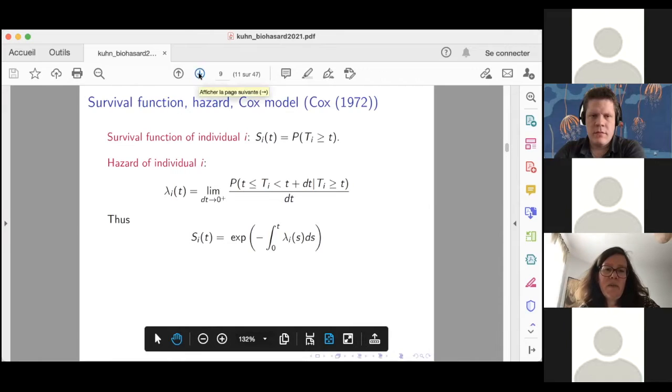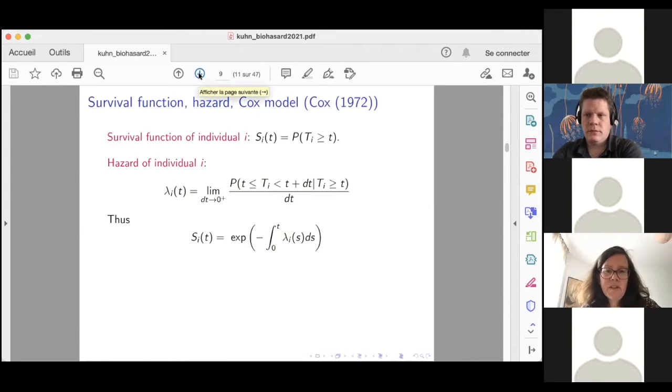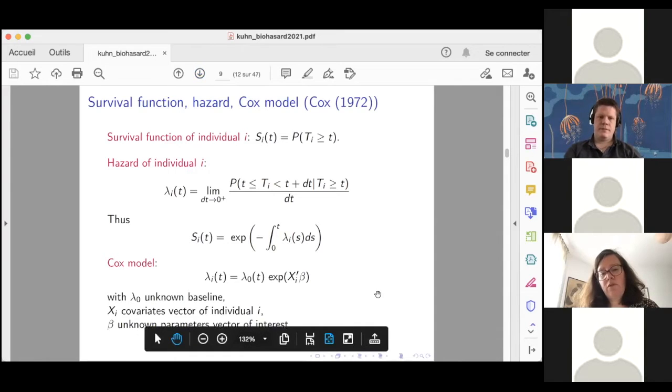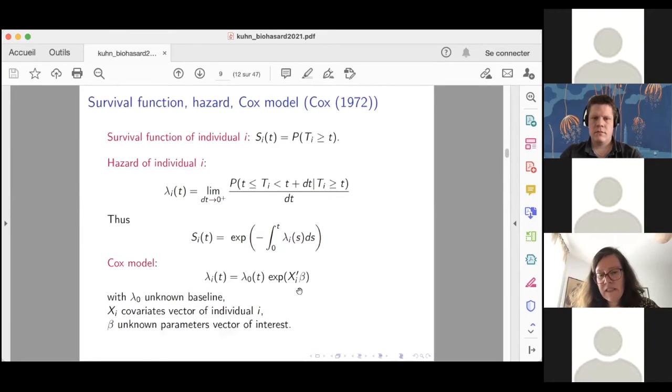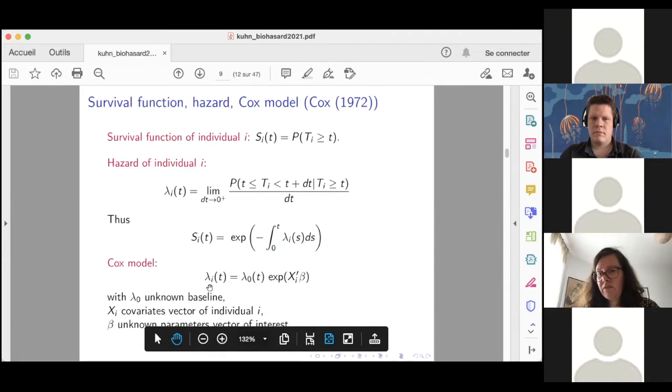And I will also quickly introduce the Cox model, which is the most common model, I think, which is used to link the hazard to covariates. So here you have an unknown baseline function, which depends on the time. And you have covariates of individual i and a parameter vector beta, which is of interest and unknown. And this parameter beta will quantify the effect of the covariates x_i on the hazard of the individual i.